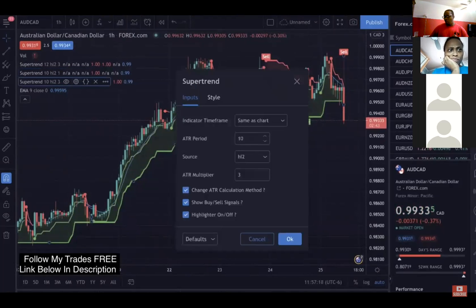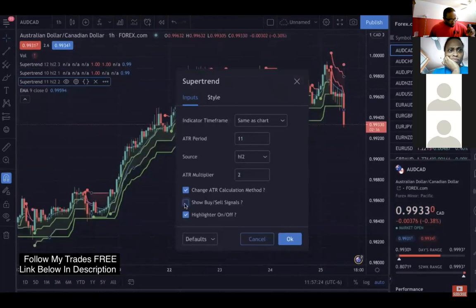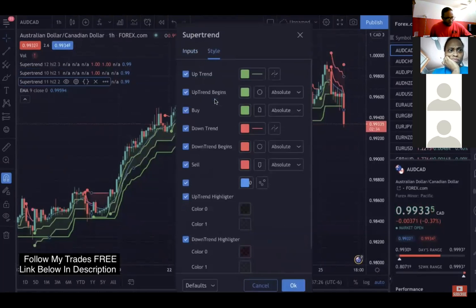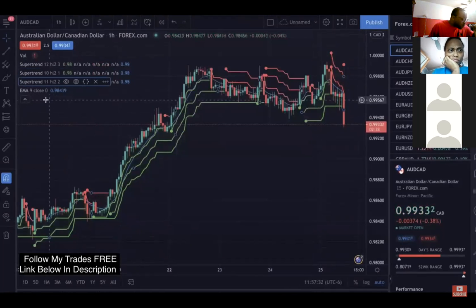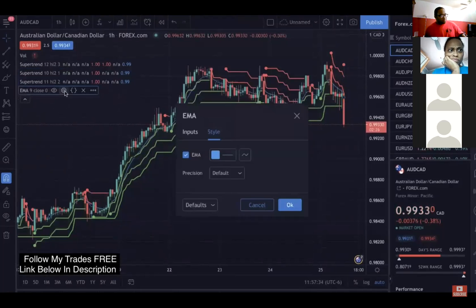On the third one, you're going to change this to 11 and 2. Again, get rid of the buy sell signals. And in the style, you're going to get rid of the cloud. Click OK. Then you're going to go into the EMA, the exponential moving average.